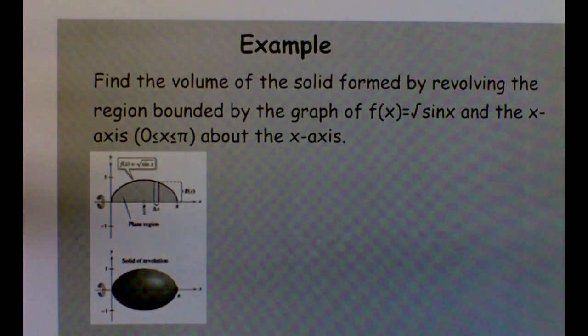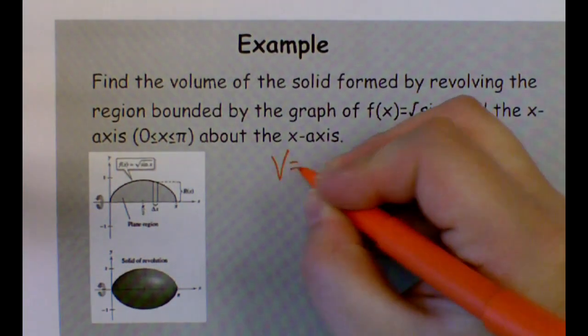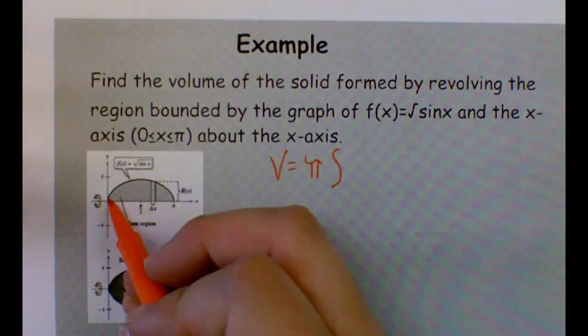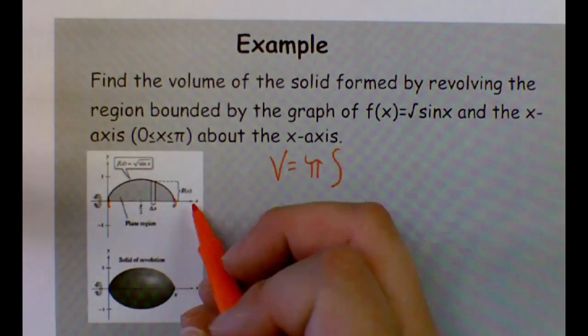So let's do an example. Let's find the volume of the solid formed by revolving the region bounded by the graph of the square root of sine of x and the x-axis from 0 to pi about the x-axis. So that's a horizontal revolution. So our volume will be pi times the definite integral. Well, I want to go left to right, so I'm going 0 to pi.